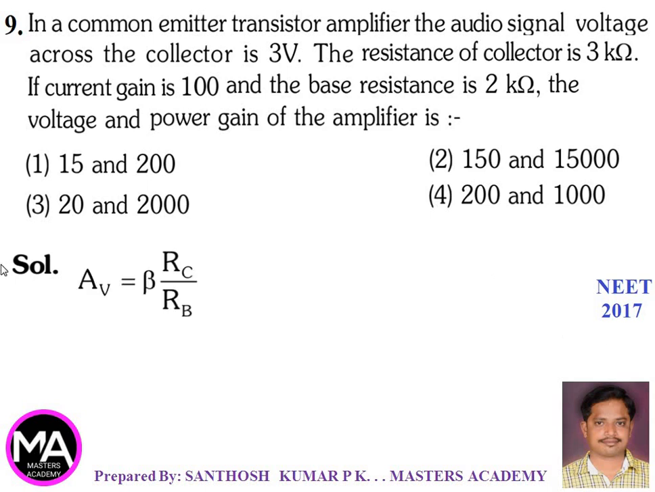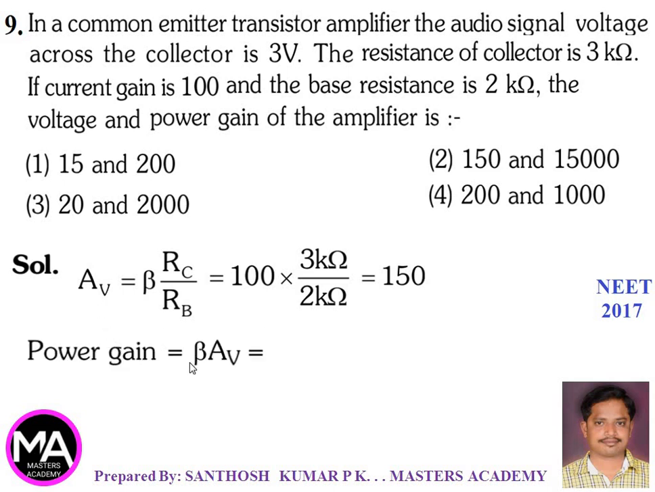Solution. So now we know that the voltage gain of an amplifier is given by AV is equal to beta into RC by RB. So beta, current gain, is 100 and RC, the collector resistance, is 3 kilo ohm and the base resistance is 2 kilo ohm. 100 into 3 by 2, it is nothing but 3 by 2 is 1.5 into 100 is 150. So the power gain is given by beta into AV. Beta is 100 into 150, which is 15,000. Therefore the voltage gain is 150 and the power gain is 15,000, which is there in option second one.